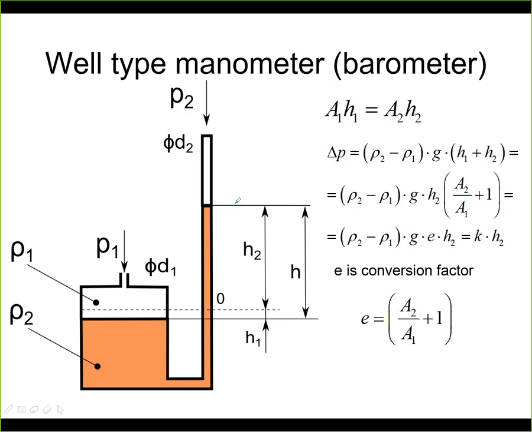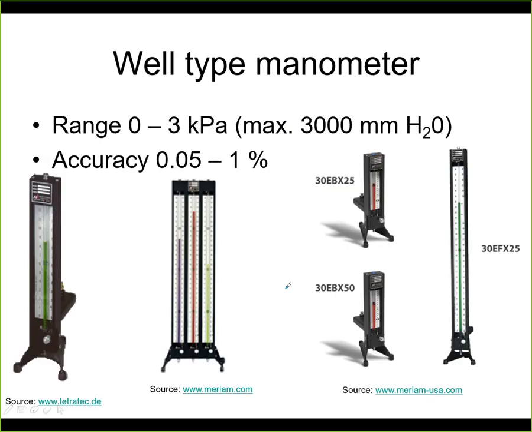Now this operates in approximately the same ranges as the U-tube manometer. So about 10 kilopascals for water, because then this pipe will be very long and it will be very inconvenient to read it and to move the instrument around. So this length is typically about 1 meter at max.